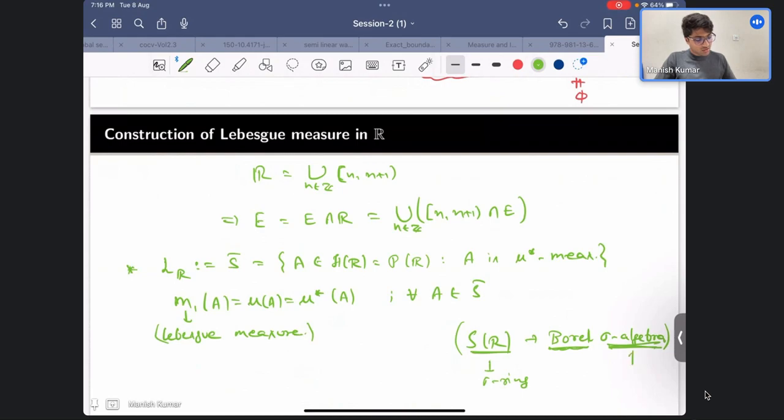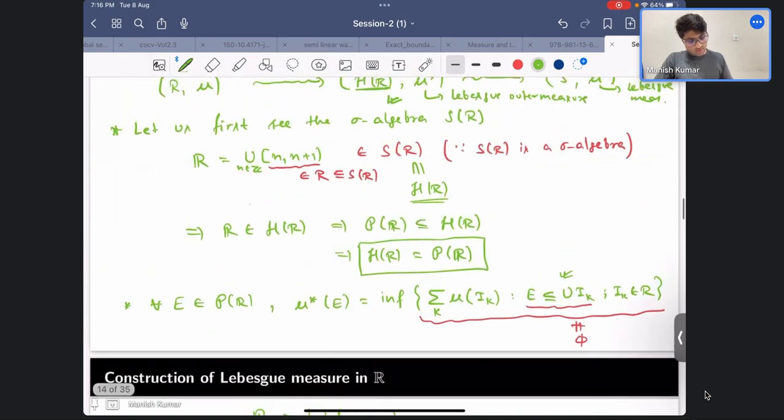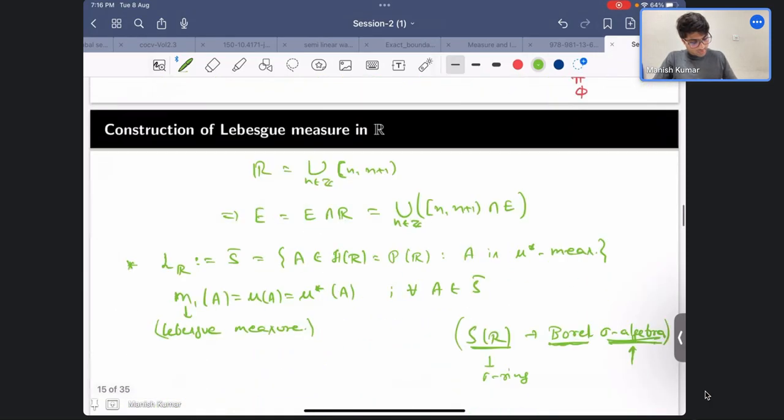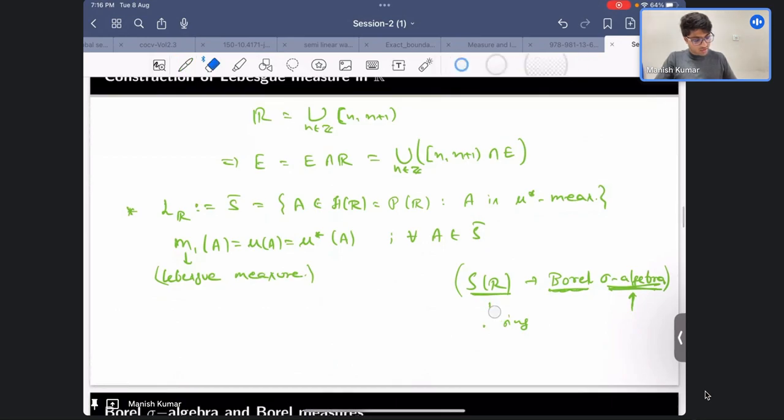Now you see why it is a sigma algebra. The reason is that R belongs to S of R. This S of R was a sigma ring earlier, but since the whole set X, this was my X, if you compare with the earlier notation, this whole space, the whole set, belongs to S of R, that is why this S of R is a sigma algebra. So this is why it is called the Borel sigma algebra.